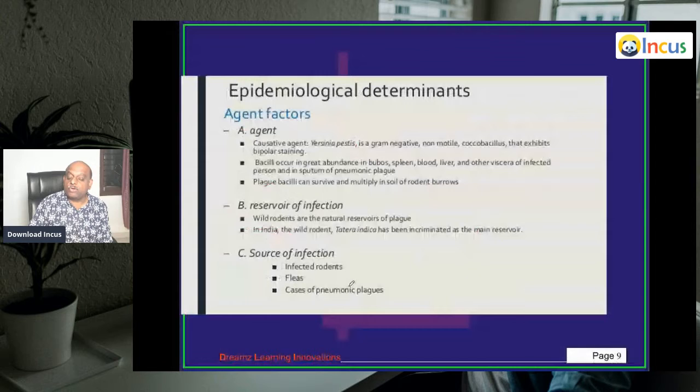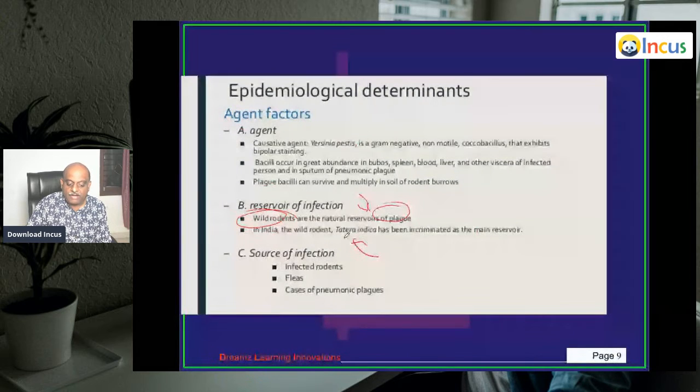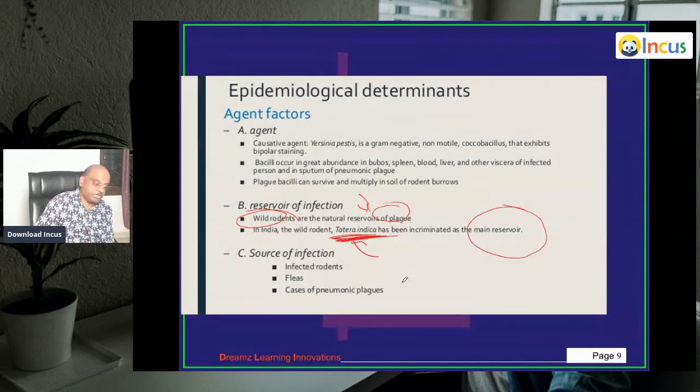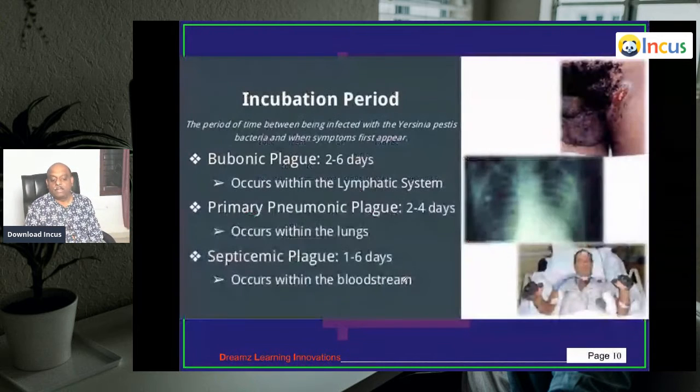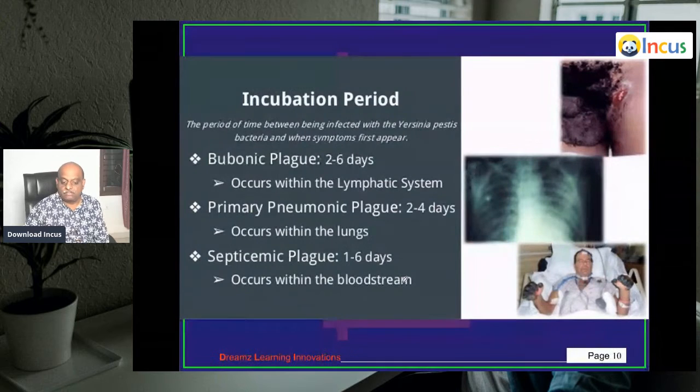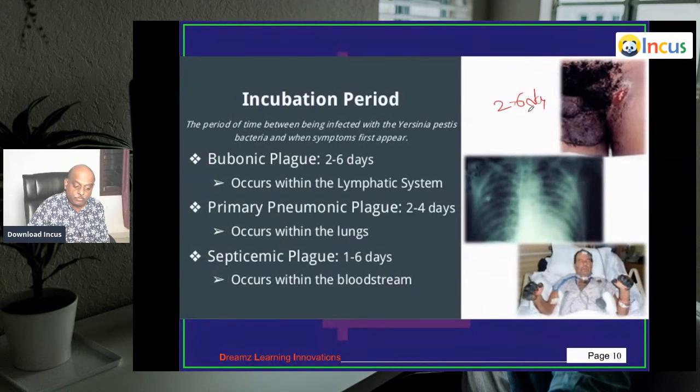So wild rodents are the natural reservoirs of the plague. In India, the wild rodent Tatera indica is the main reservoir, is what you should remember. So if you look at the bubonic plague, 2 to 6 days incubation period, whereas pneumonic plague 2 to 4 days, septicemic plague 1 to 6 days.